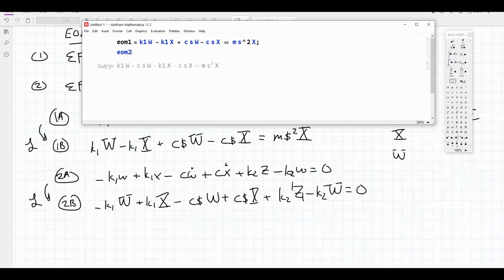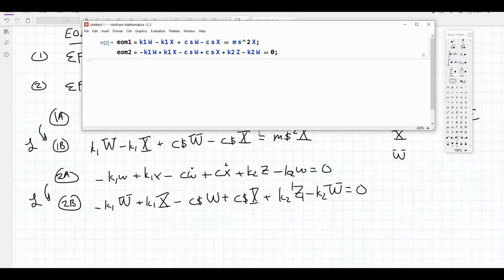Equation of motion 2 will be 2b: minus k1 big W plus k1 x minus c s W plus c s X plus k2 big Z minus k2 w, and the right-hand side is 0. All right, so both equations of motion are now in. Just double check that it's all correct. Negative k1 w, k1 x, a minus c s W, a plus c s X, a plus k2 z, and a minus k2 w. Now let Mathematica take over and do the algebra for us.